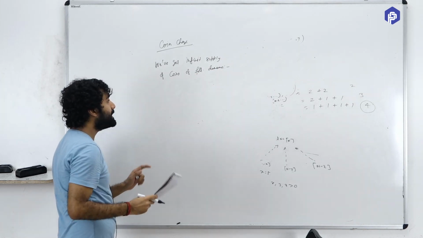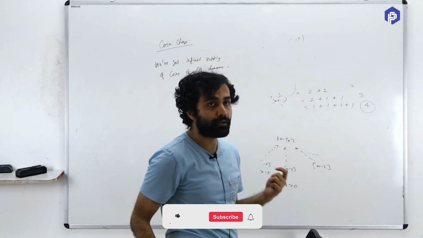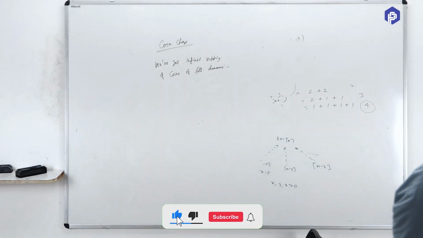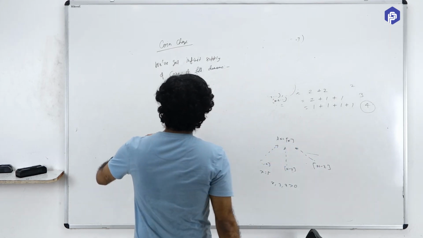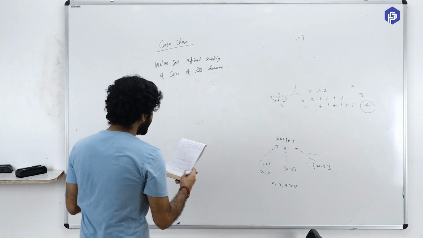What is the meaning of denomination? I think you would know. Like in India, the denominations are 1 rupee, 2 rupee, 5 rupee, 10 rupee, 50, 100, 200, 500, 1000 and 2000. These are the denominations, right? Similarly, let's say certain denominations are there and they are given to you.